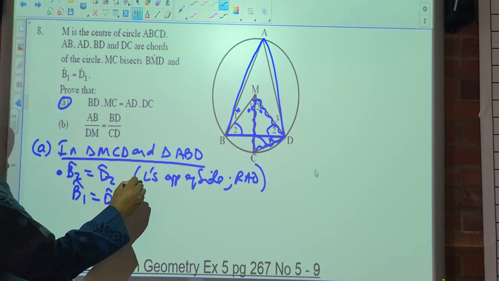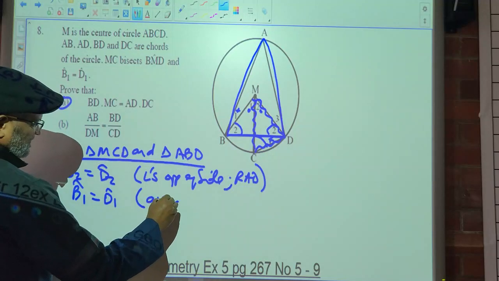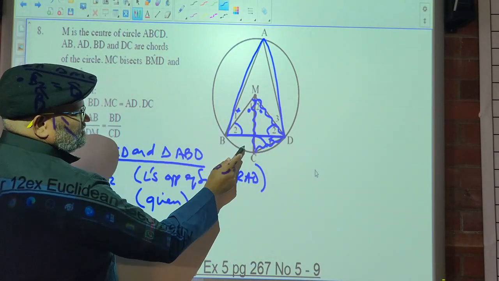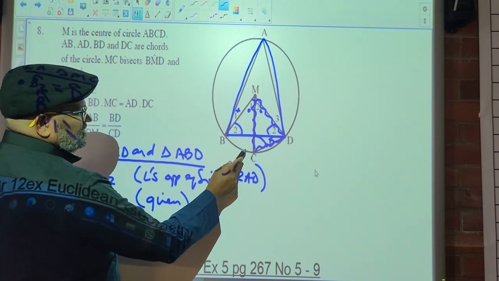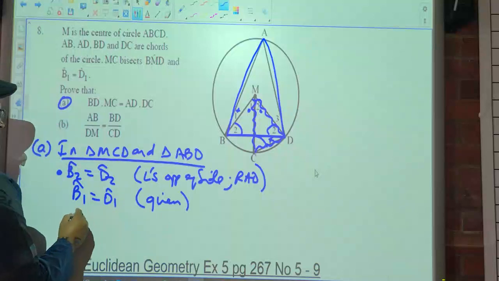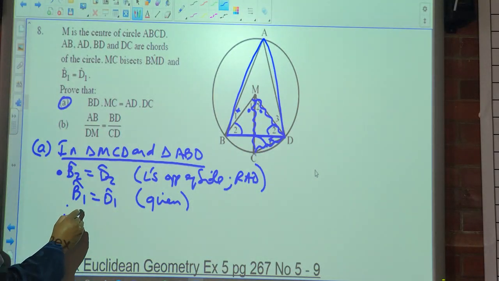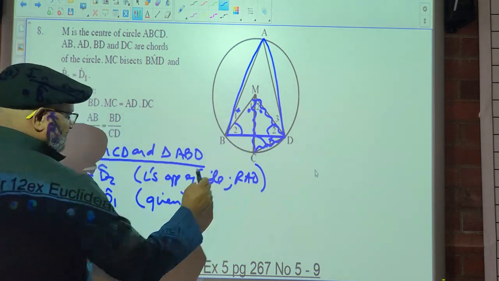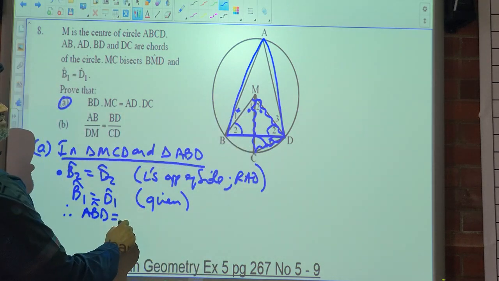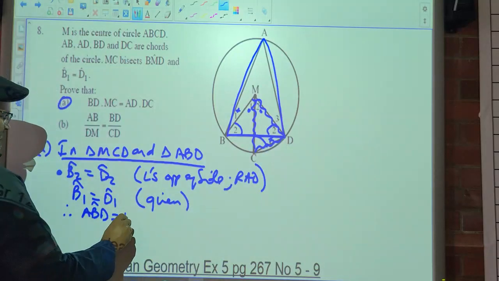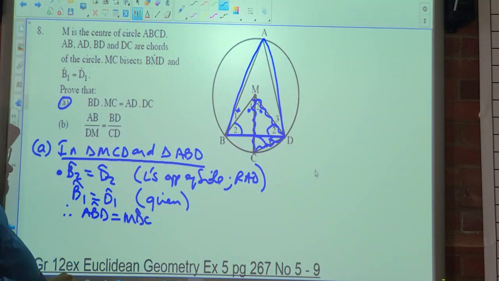Why? It was given to us. Now if B1 is equal to D1 and B2 is equal to D2, therefore ABD, which is the whole angle here, must be equal to MDC. Can you see that? Yes.